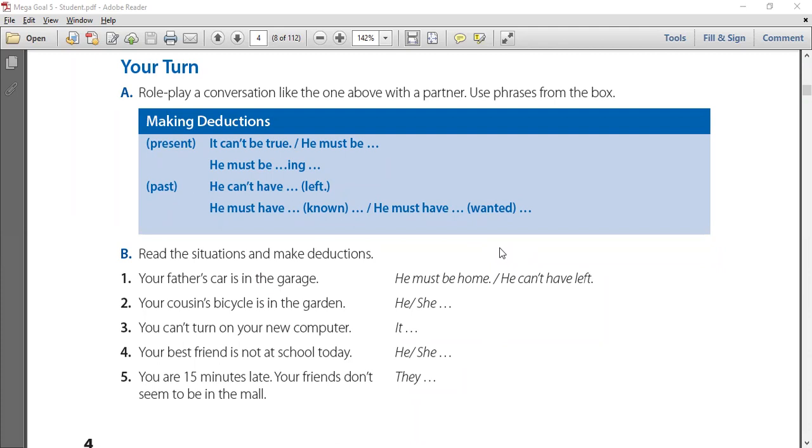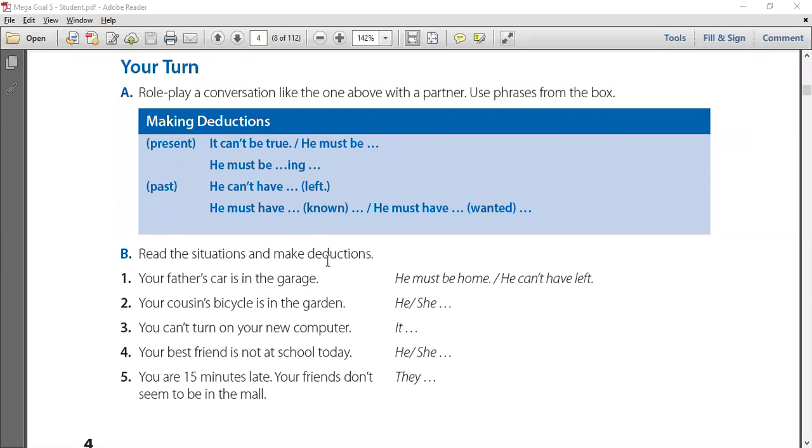Okay? So in Arabic, what is the meaning of deduction? افتراض. Yes, thank you. Yes. So can you see in making deductions, we have two tenses or two times. We have the present time and the past time. In the present time, for example, you can say it cannot be true, he must be, or he must be with the ing. In the past, he cannot have, and then you have the past participle.